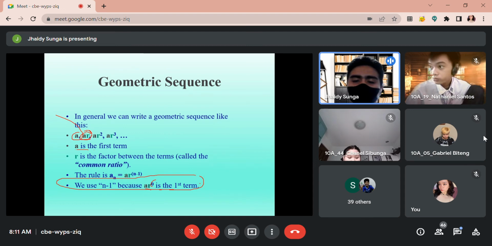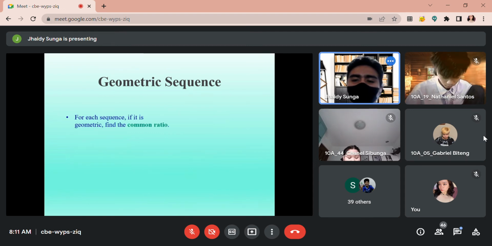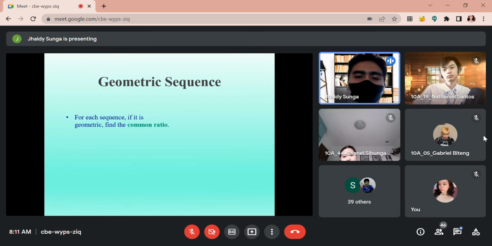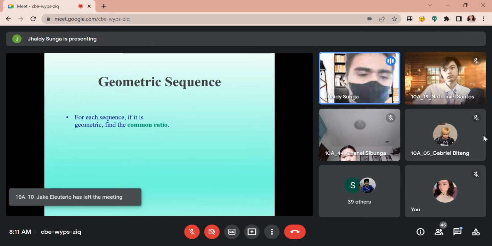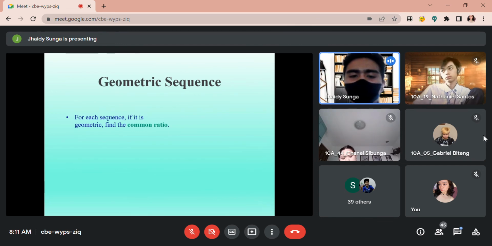So in a geometric sequence, for each sequence, if it's geometric, we are to find the common ratio. I will be calling some names. Let us have number 1 for Nathaniel Santos, number 2, Carl Leal, number 3, Joshua Dale.